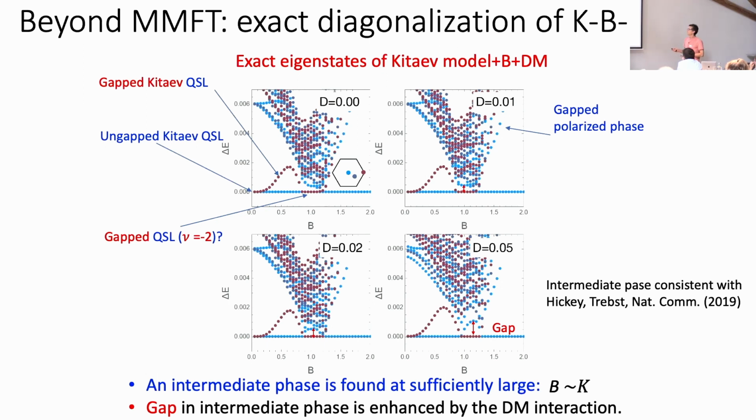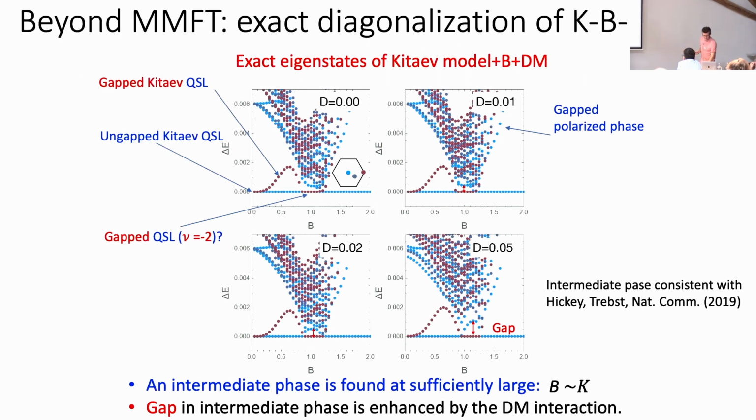This is on 24 sites. This is on 18 sites, I think. Yeah, these people could go to a bit larger sizes. We did it on 18 sites. But I think it's quite consistent, the region where they find it, and also this compression of the states that occurs in the intermediate phase. So this is quite consistent.